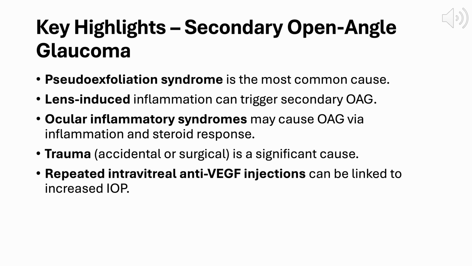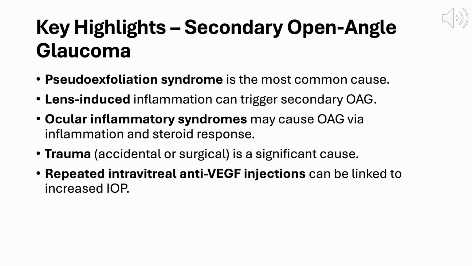Secondary open-angle glaucoma can arise from a variety of distinct mechanisms. The most common cause is pseudoexfoliation syndrome, where abnormal fibrillar material accumulates on ocular structures, leading to increased outflow resistance. Lens-induced inflammation, whether from a mature cataract or lens material released after surgery or trauma, can also trigger this condition.